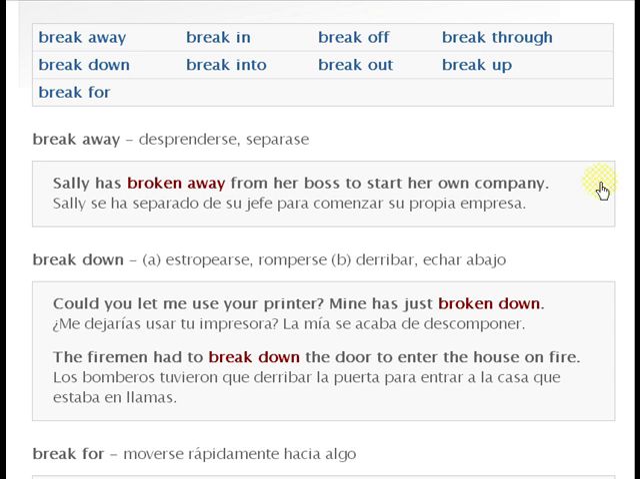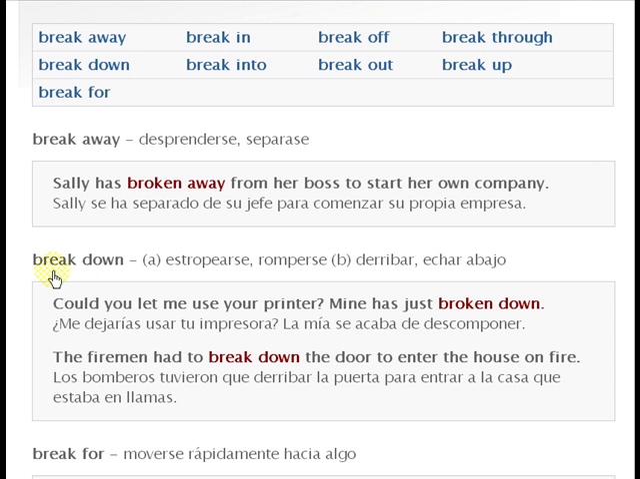Here in this sense we use the word with away, and that means it goes in some direction. Away is away, to separate. So we find the word in break away, that word in Spanish, separarse, to separate. And you see it in the sentence here. Sally has broken away from her boss to start her own company, which means she has separated herself from her company so she can start her own company.